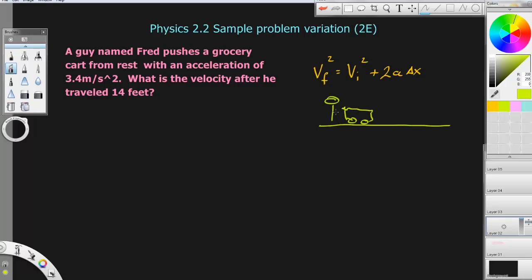Okay, and this is Fred here. This Fred is waving at us. And he's pushing the grocery cart. He's accelerating it. So let's label what we do have. It says pushes a grocery cart from rest. So he starts at rest.